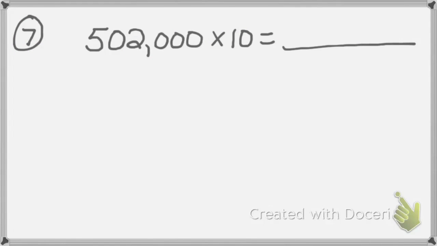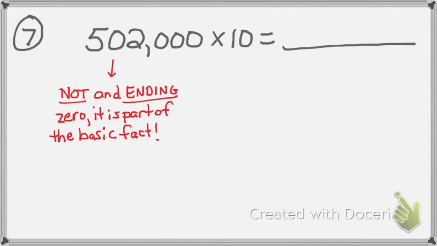Problem number 7 could also be a tricky problem, so let's take a look at it. I have 502,000 times 10. Well, in 502,000 I need to find my basic fact, but there's a 5 and a 0 and a 2. So do I count the 5 or the 2 or 52? What do I do? Well, let's focus in on this 0. That 0, is it an ending 0? No, it's not. It doesn't end the number, it's in between 2 other digits. Therefore, it's not an ending 0. And if it's not an ending 0, it's actually part of the basic fact. So therefore, in 502,000, my basic fact is 502.